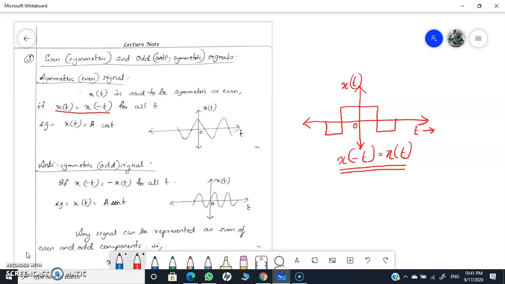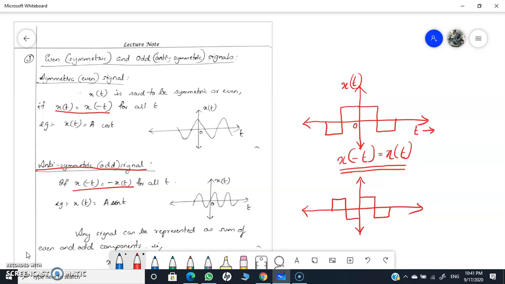Now, what do you mean by an anti-symmetric signal or odd signal? That is just the opposite of this particular signal. Here the condition is x of minus t equal to minus of x of t. That means if I have a signal like this, this is my signal on the right hand side of the y-axis, and this is my signal on the left hand side of the y-axis.